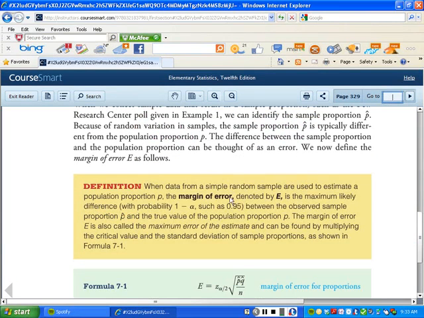Page 329, margin of error. Now, in case you do not know, question number 1, test number 3, define the following statistical terms. I have just given you an inclusive list of all the terms that you're responsible for.